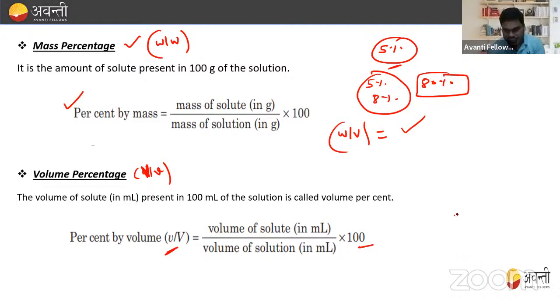If someone says this is 20% volume by volume, what does it mean? It means 20 ml of the solute is present in 100 ml of the solution. So here solvent comes out to be 80 ml, right? So this is all about the volume percentage.